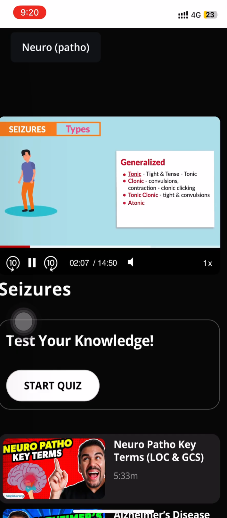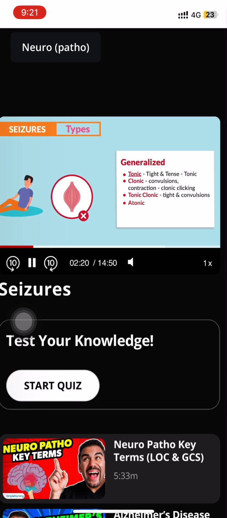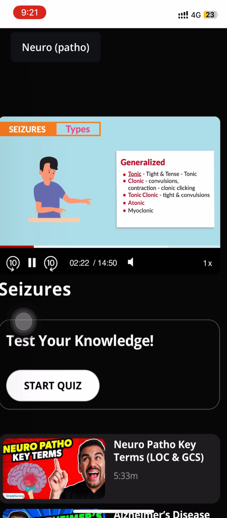Now, next we have atonic. So just think A for without, and tonic, that tight and tense. So without tight or tension on the muscles, the patient suddenly deflates like a balloon and hits the ground. So big risk for trauma. Next is myoclonic seizures, where we get short muscle convulsion twitching. So just think medium convulsion with myoclonic.